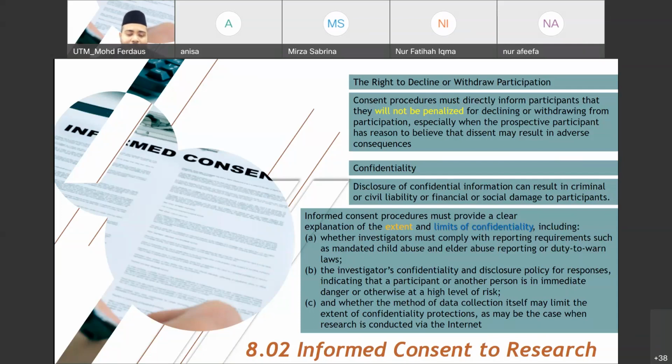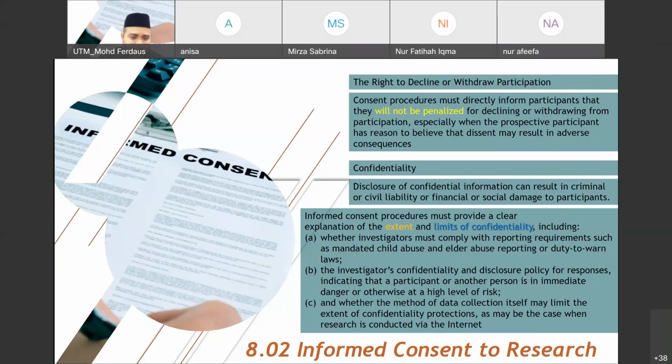Like, for example, I believe that some of your lecturers, or even me myself, sometimes ask students to answer surveys, maybe from your seniors or from other researchers. When someone who has the authority asks you, you might have this perception that if you don't answer it, you will be penalized. You will be punished, or you will not receive extra marks, for example.